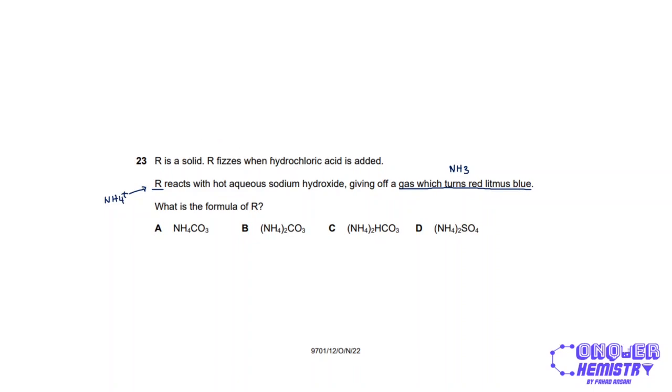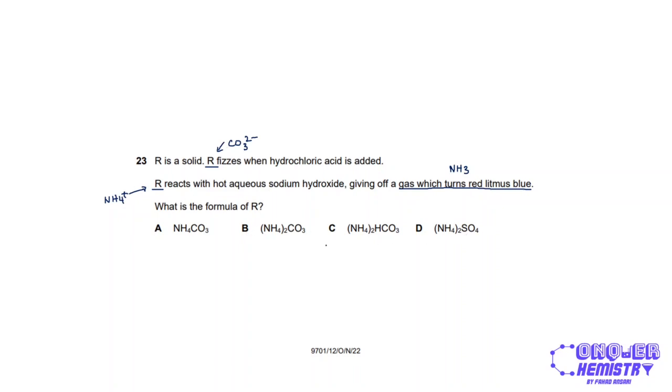And it says that R fizzes when hydrochloric acid is added. So the only anion that causes fizzing when an acid is added has to be the carbonate, right? And carbon dioxide is the gas that is produced, and that is what causes the fizzing. So it has to be ammonium carbonate, all right?